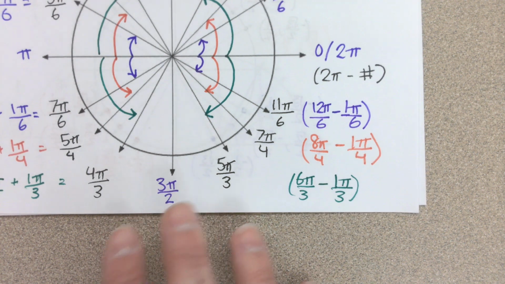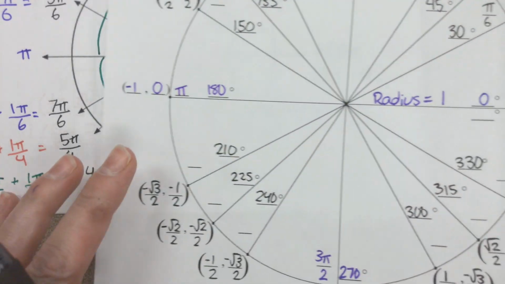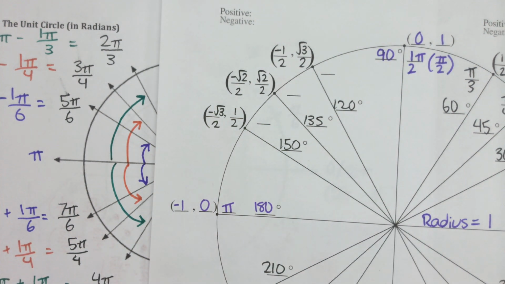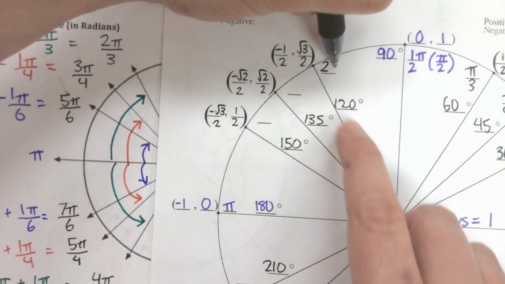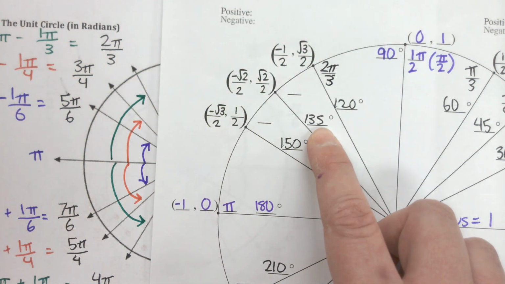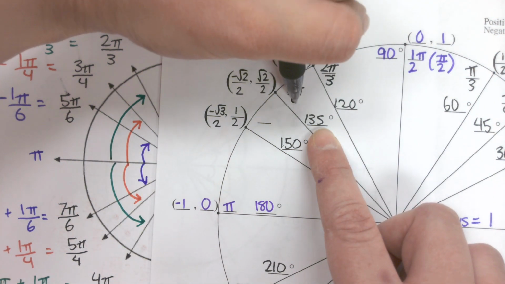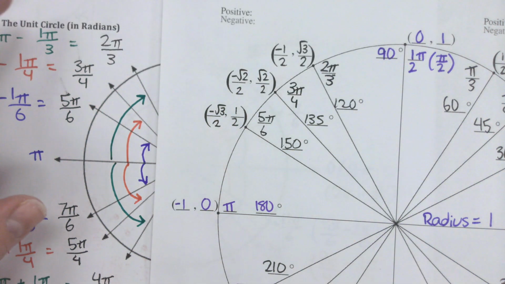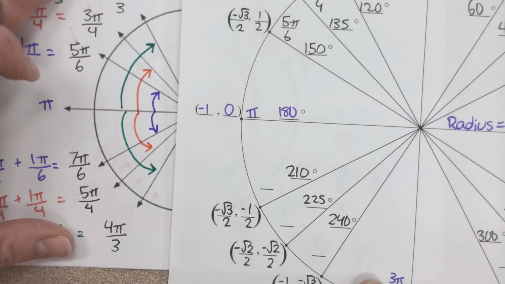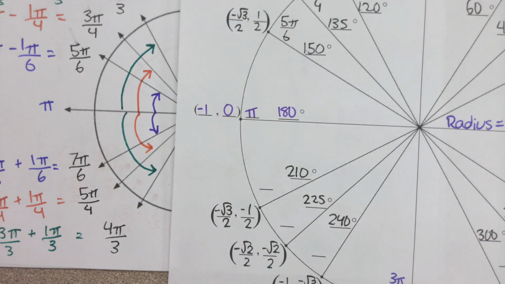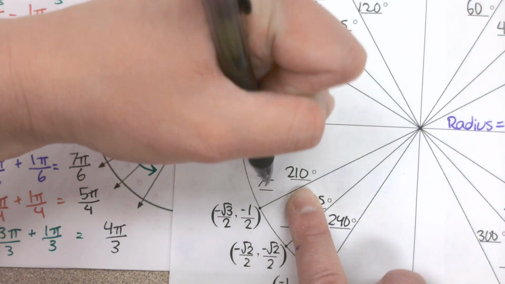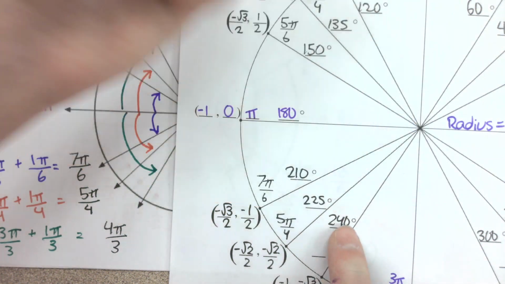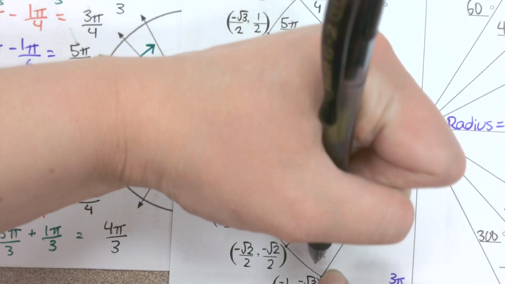Let's go back to the unit circle and fill these in real quick. You must know the degrees and the radians. 120 degrees is also 2 pi over 3. 135 is 3 pi over 4. 150 is 5 pi over 6. Quadrant 3. 210 is 7 pi over 6. 225 is 5 pi over 4. 240 is 4 pi over 3.